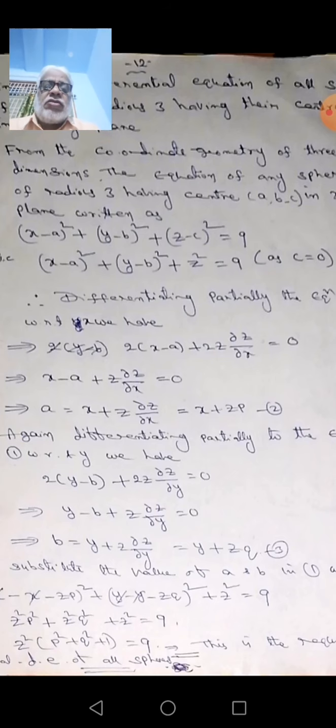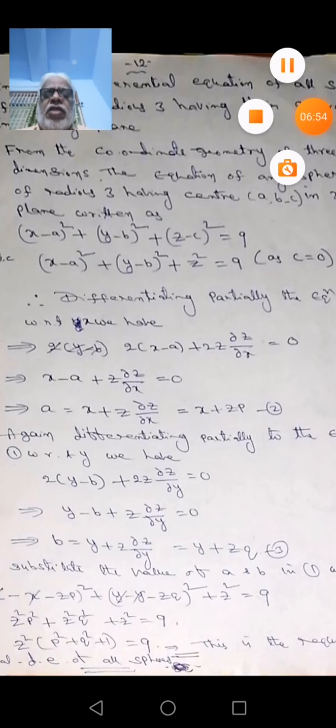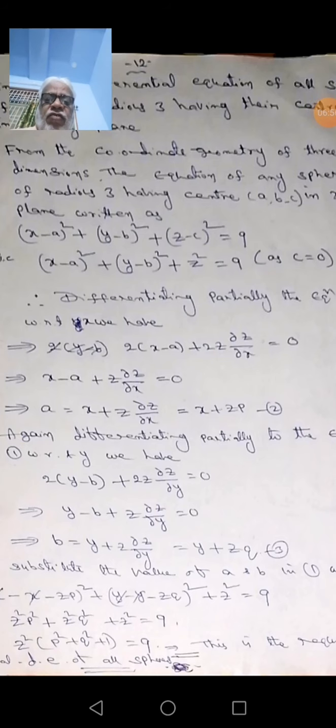Again, same as the above equation, b is equal to y plus z ∂z/∂y. The value of ∂z/∂y is nothing but q. So finally we got b is equal to y plus zq. This is the third equation. In this third equation, b is equal to y plus zq.